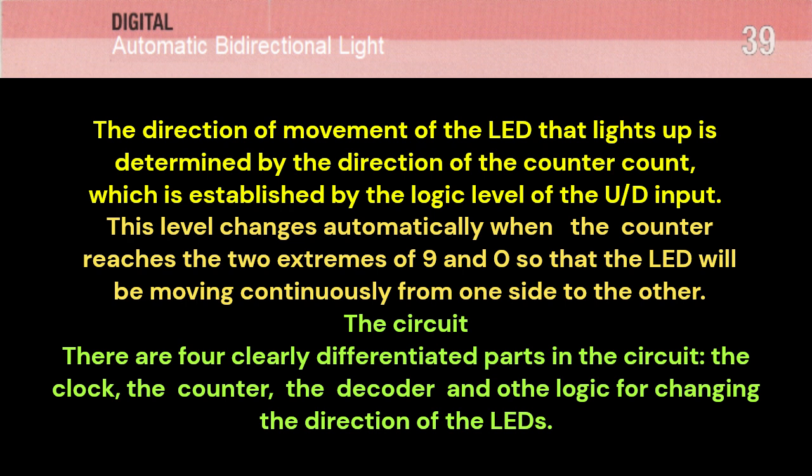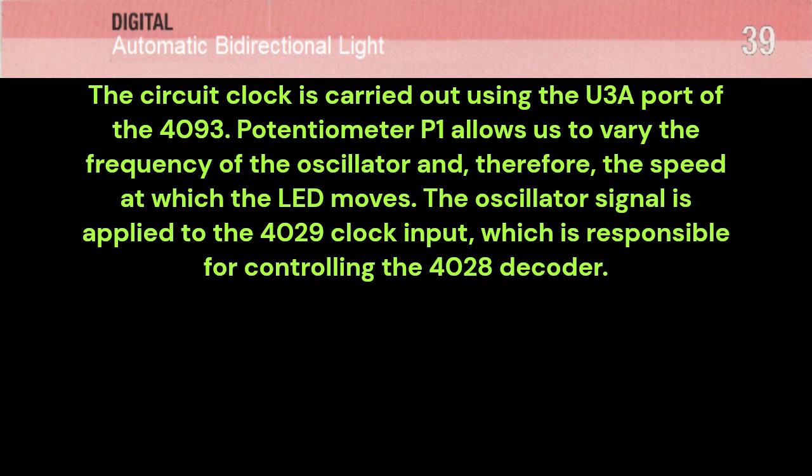The circuit. There are 4 clearly differentiated parts in the circuit: the clock, the counter, the decoder, and the logic for changing the direction of the LEDs. The circuit clock is carried out using the U3A gate of the 4093. Potentiometer P1 allows us to vary the frequency of the oscillator and, therefore, the speed at which the LED moves.